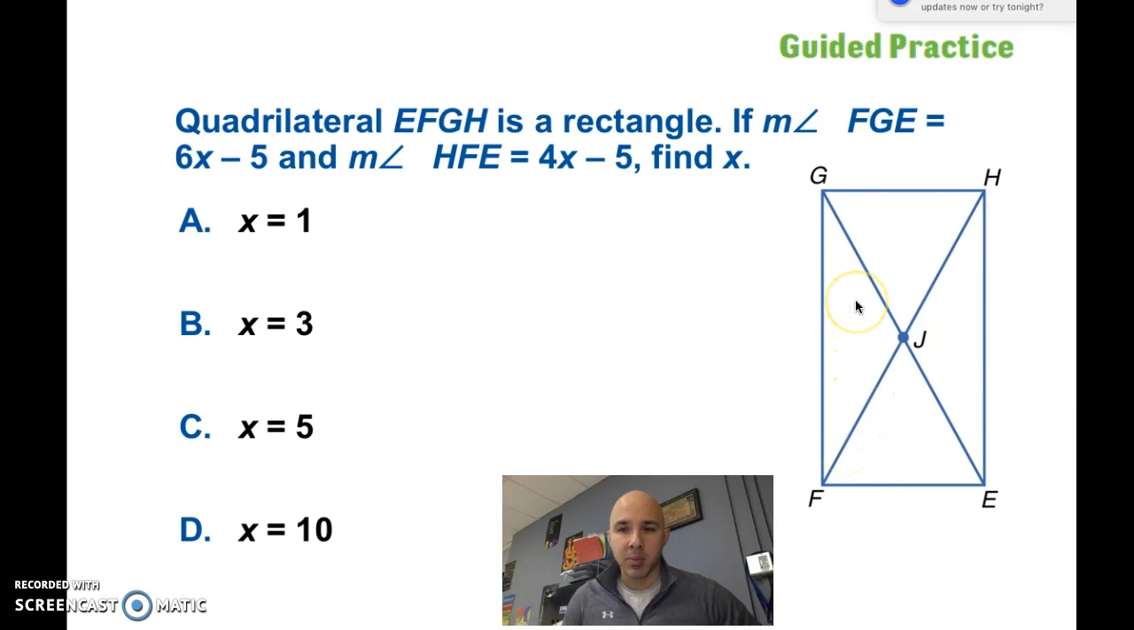Now remember some of the properties of a rectangle. Angles have to be 90 degrees. We also know diagonals have to be congruent. And remember the properties of parallelograms, which state that this segment bisects JE and FJ bisects JH.